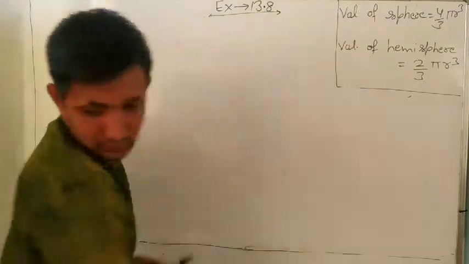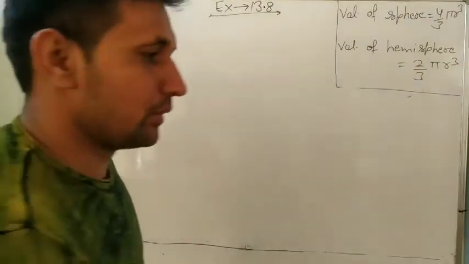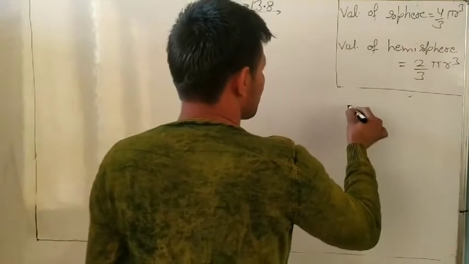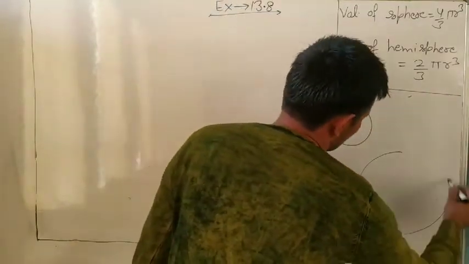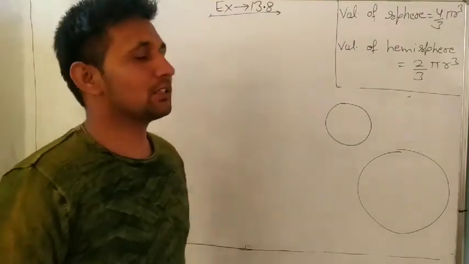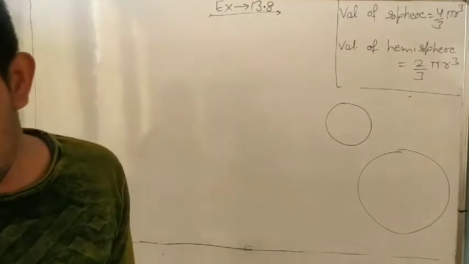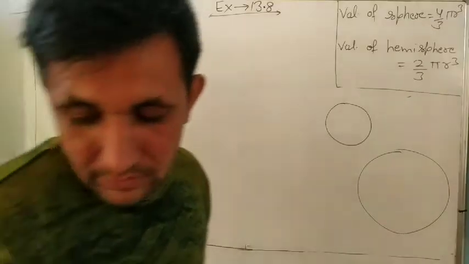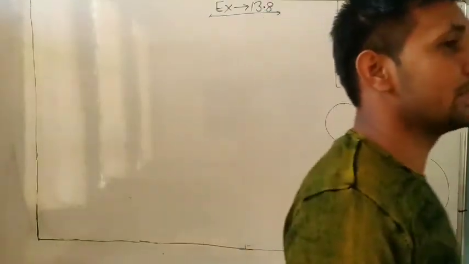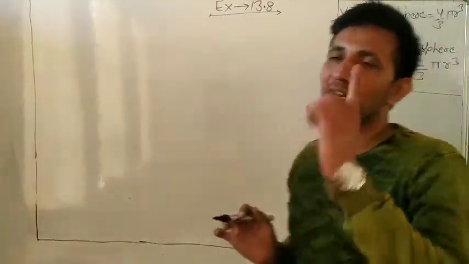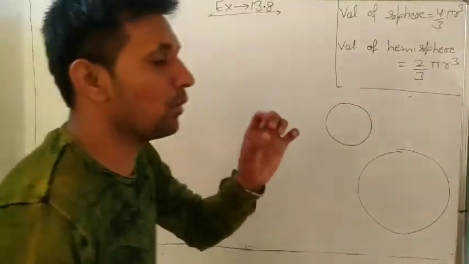The next is: the diameter of the moon. Suppose this is the moon and this is the earth. Everyone knows the size of the earth is greater than the moon. The diameter of the moon is approximately 1/4 of the diameter of the earth. It means if the diameter of the earth is 4, the diameter of the moon is 1.